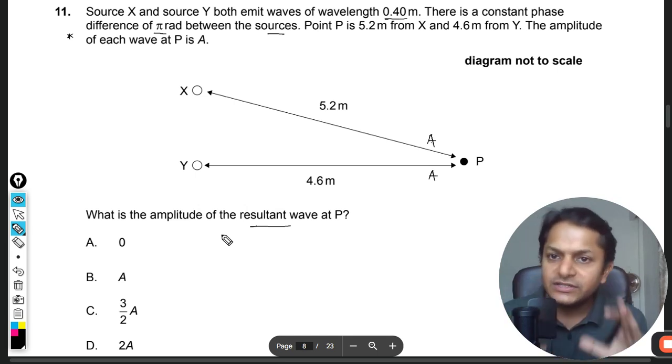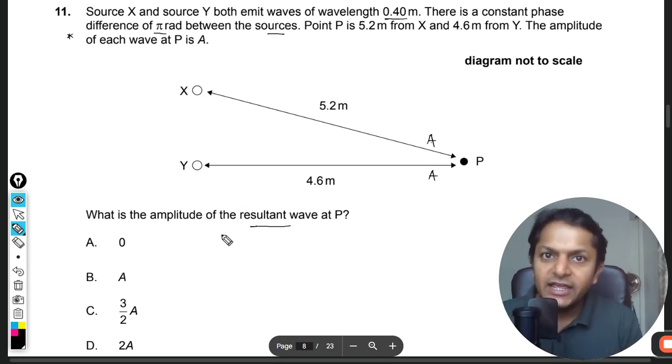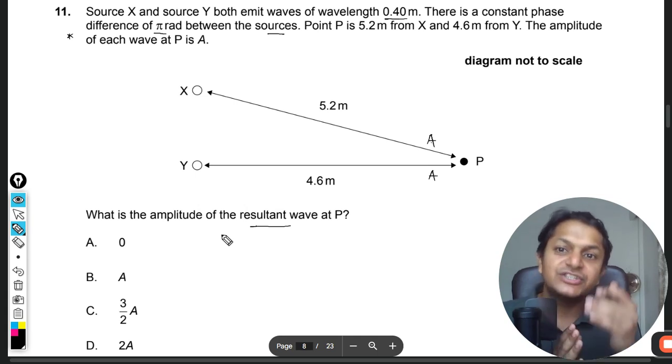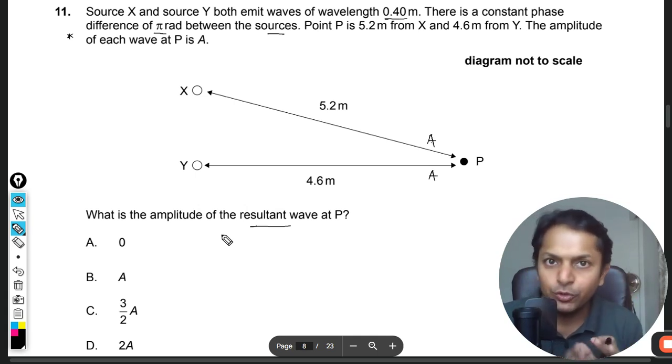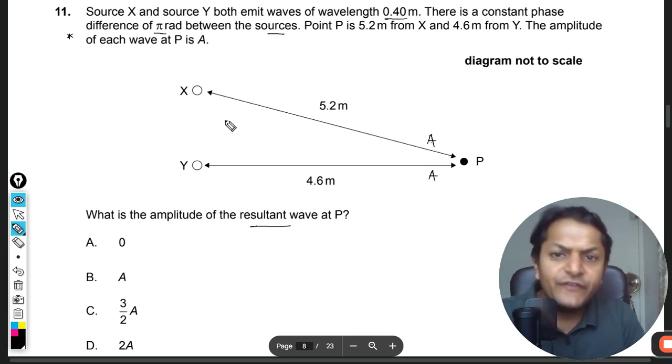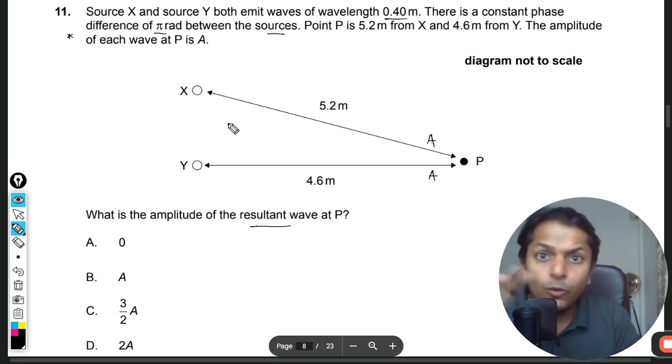Okay, dear students, listen to me. Till now, in the case of interference, we always have taken the phase difference to be zero when they initially started at the point X and at the point Y. So the phase difference was zero earlier. Now, what do you mean by that?